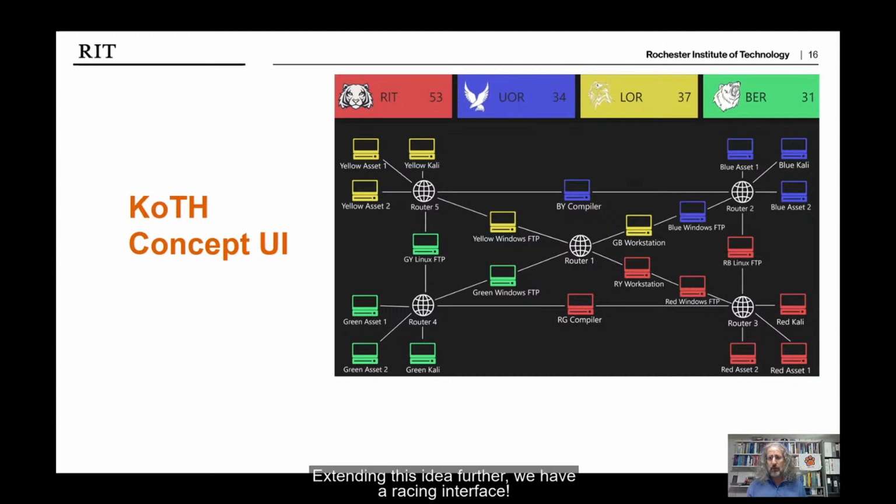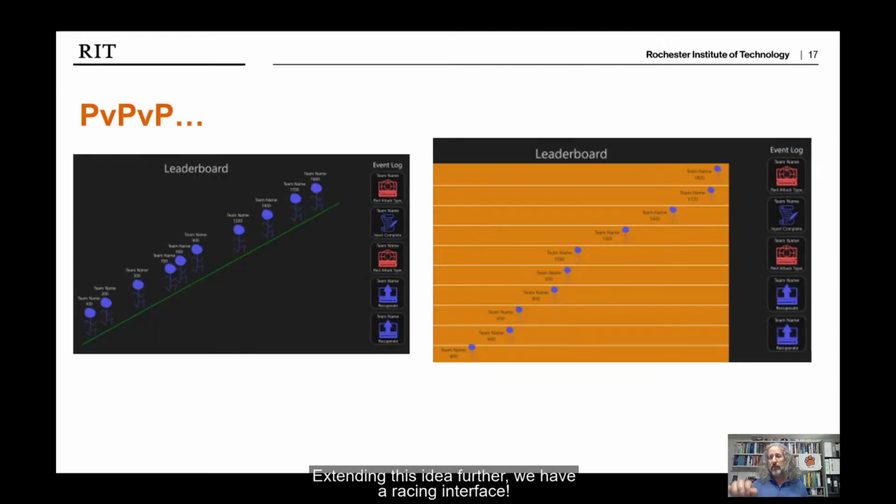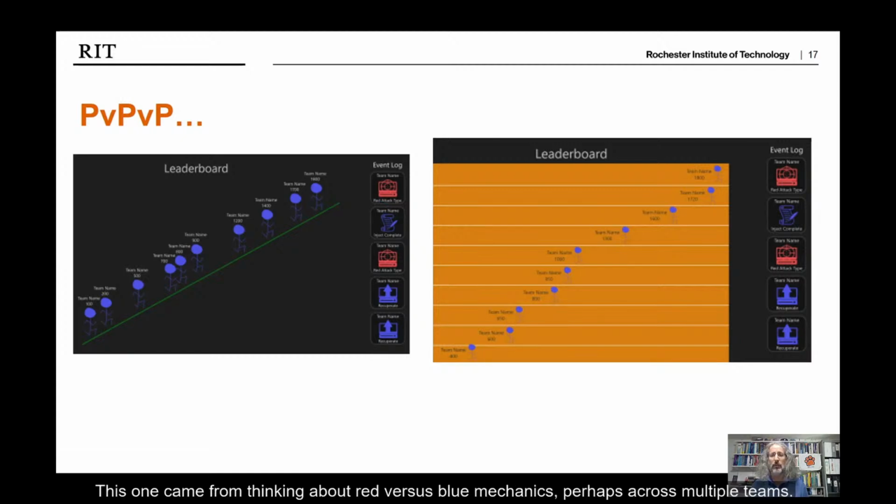Extending this idea further, we have a racing interface. This one came from thinking about red versus blue mechanics, perhaps across multiple teams. Sometimes programmer art works really well. We also see using school or team logos, which gets into the idea of esports discussed later. If anyone wants the stick people for their competitions, just let us know.